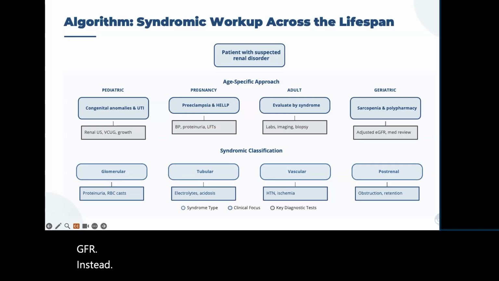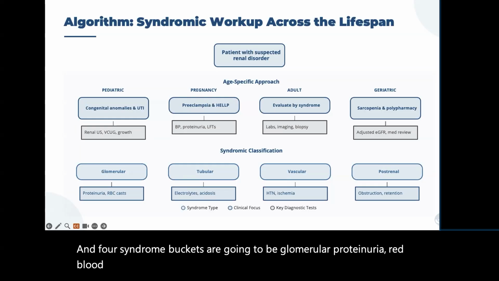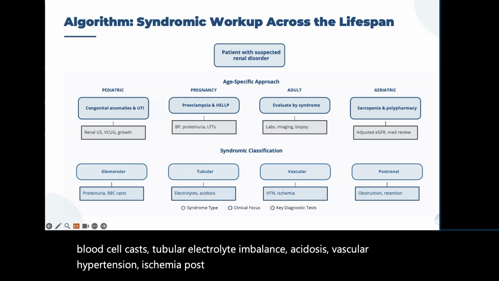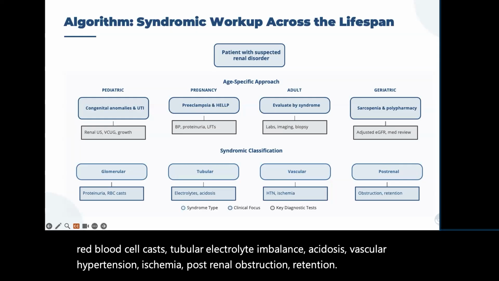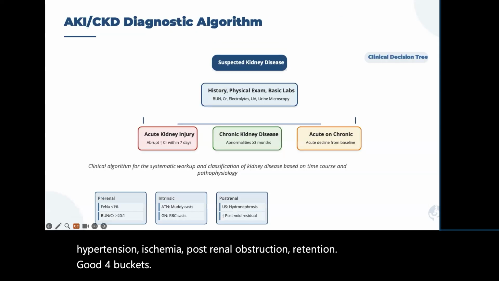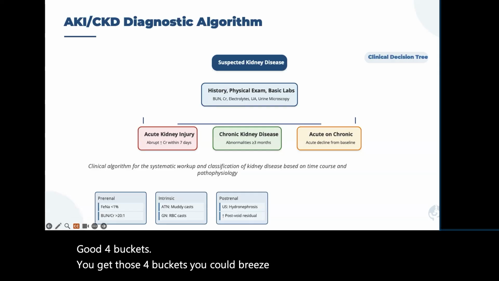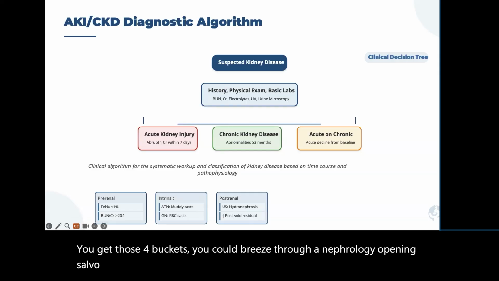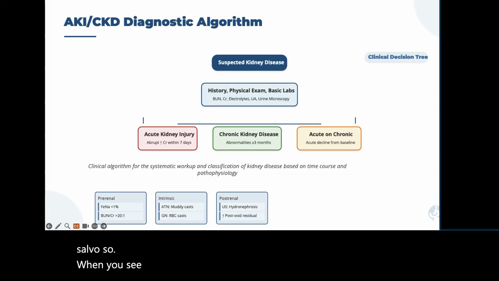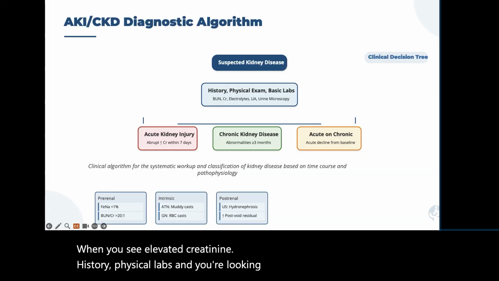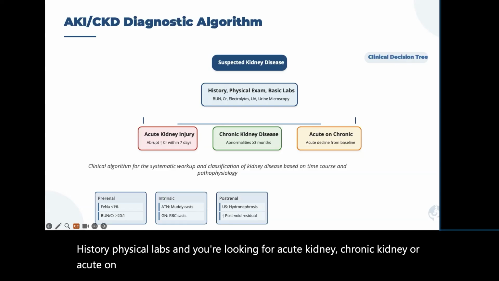And your 4 syndrome buckets are going to be glomerular, proteinuria, red blood cell casts. Tubular, electrolyte imbalance, acidosis. Vascular, hypertension, ischemia. Postrenal, obstruction, retention. Good? 4 buckets. You get those 4 buckets, you could breeze through a nephrology opening salvo. So when you see elevated creatinine, history, physical, labs, and you're looking for acute kidney, chronic kidney, or acute on chronic, the fraction of excreted sodium will help point you in the right direction.